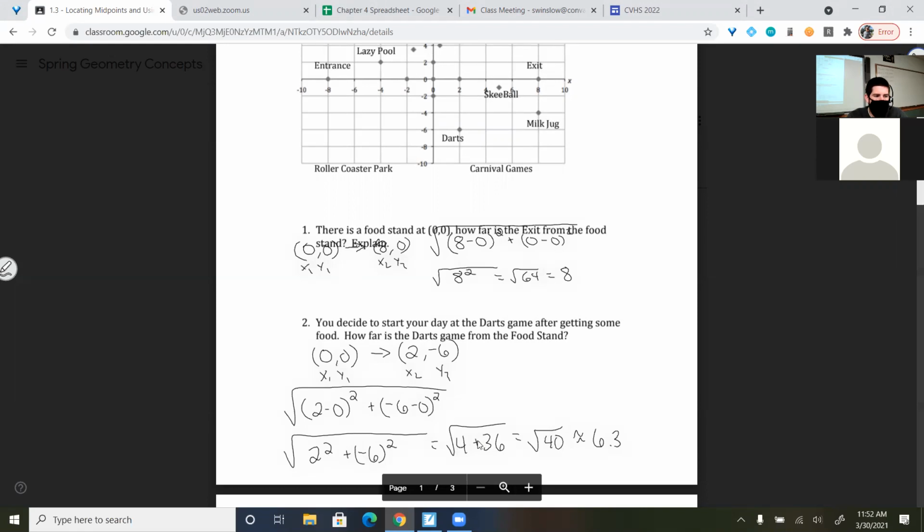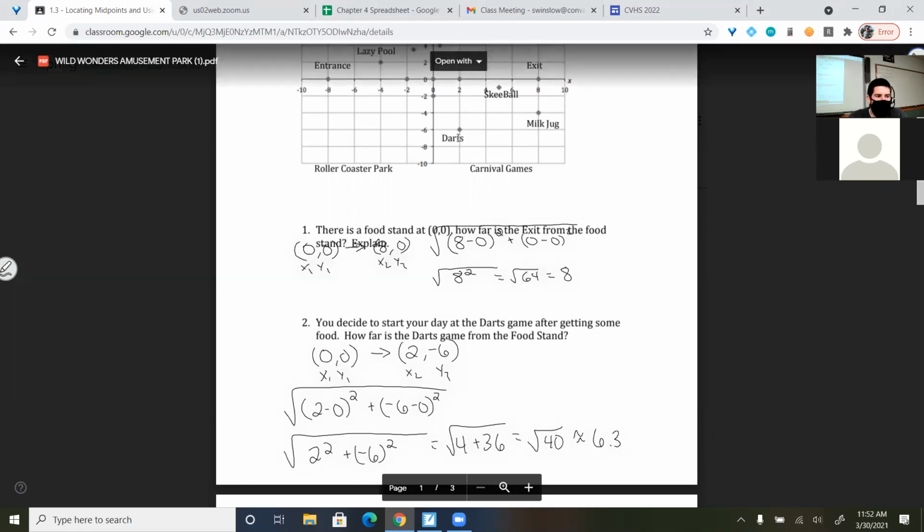So 2 squared plus 6 squared is 4 plus 36, which is 40. The square root of 40 is about 6.3. So the distance from the food stand to darts is about 6.3 units.